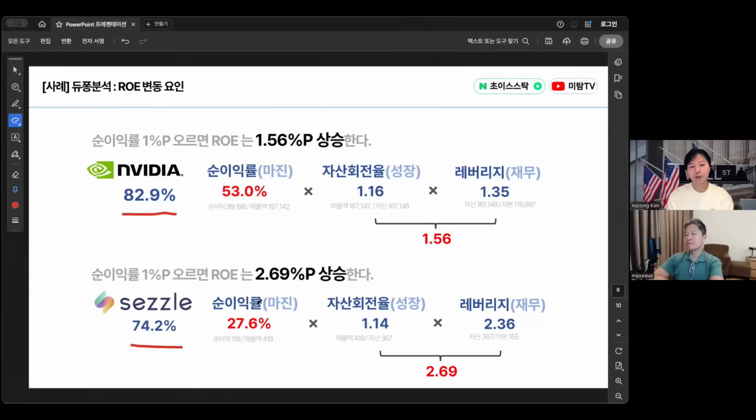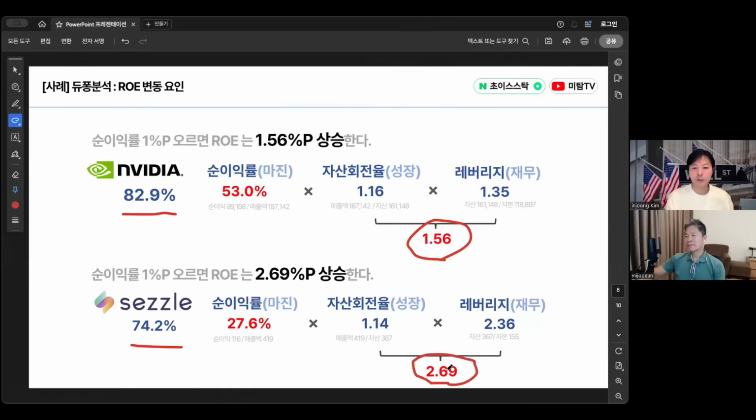If you look at the company Sejil, it's a little different. The net profit margin is 27.6%, about half of Nvidia's. Even so, the difference in return on equity is only about 8 percentage points, which is amazing. Looking at these three things, the asset turnover rate is similar. In the end, this financial leverage is almost twice as high as the other, which means it increased this. So we can see that this company's return on equity strategy is completely different. Multiplying 1.16 by 1.35 gives 1.56, and 1.14 by 2.36 gives 2.69.